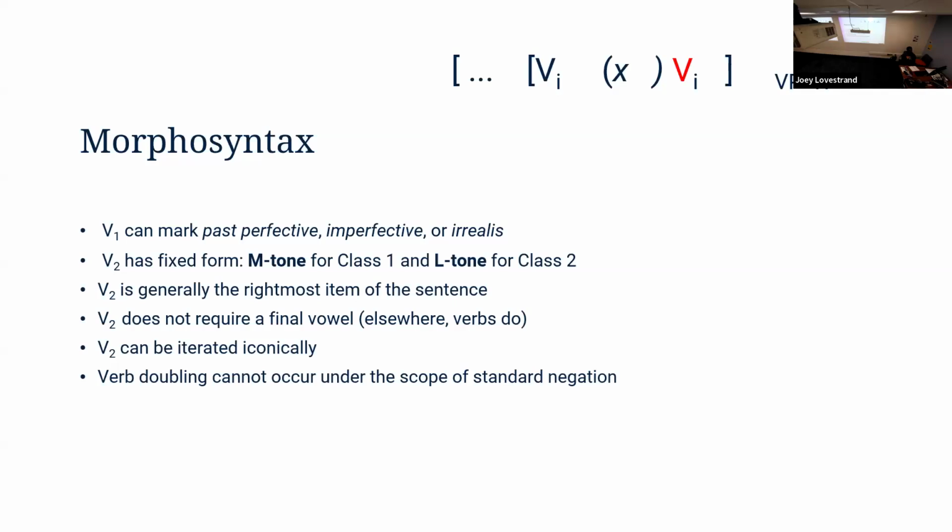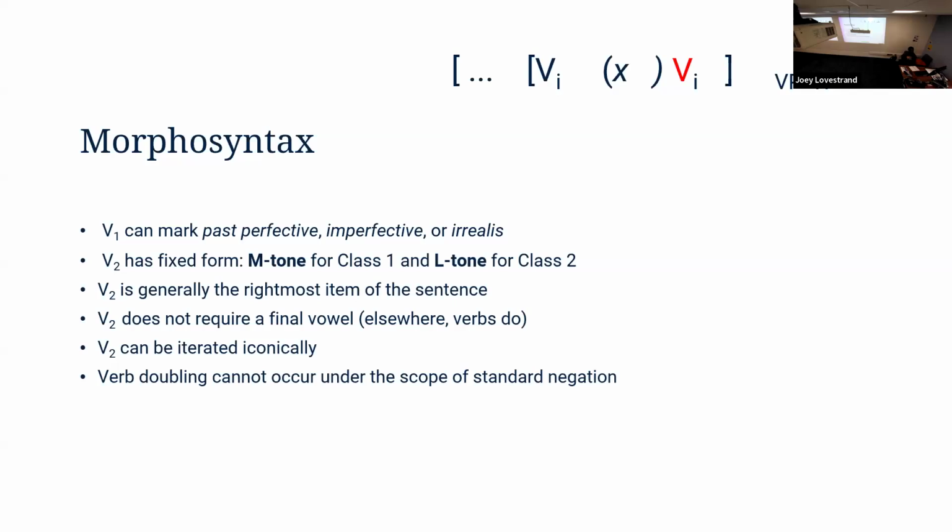The specific features of this construction are that V1 can mark past perfective, imperfective, or irrealis. The V2 always has a fixed form, which is mid-tone for class 1 and low tone for class 2 verbs. As I said already, V2 is generally the rightmost element of the sentence. One strange thing is that V2 does not require a final vowel, whereas if you use a verb at the right edge of the sentence outside the doubling construction, then it requires a final vowel. But in this doubling construction, it doesn't. You have a verb occurring where you expect a final vowel, but you don't find it there. And this final vowel is the element that helps you to parse discourse, signaling the end of the sentence.